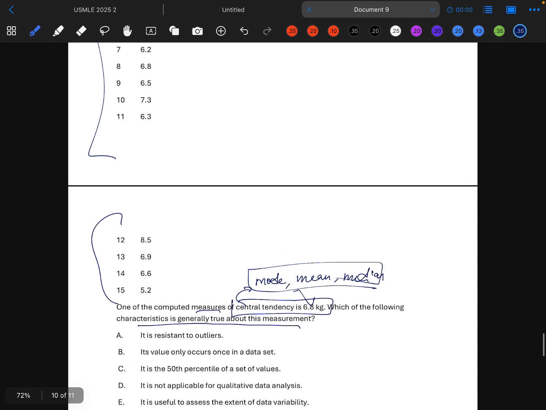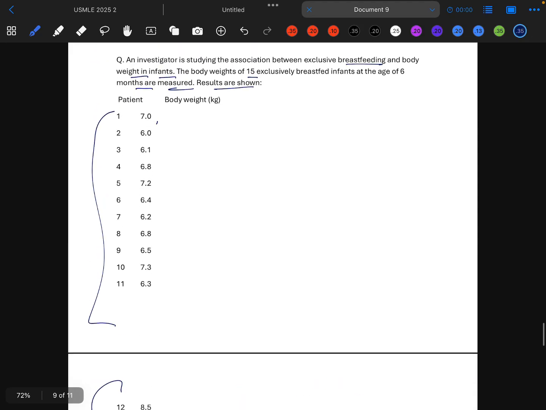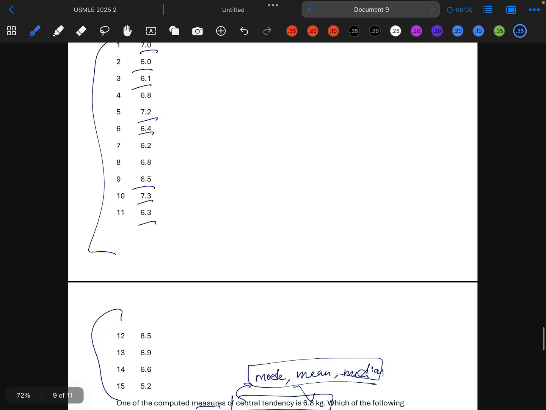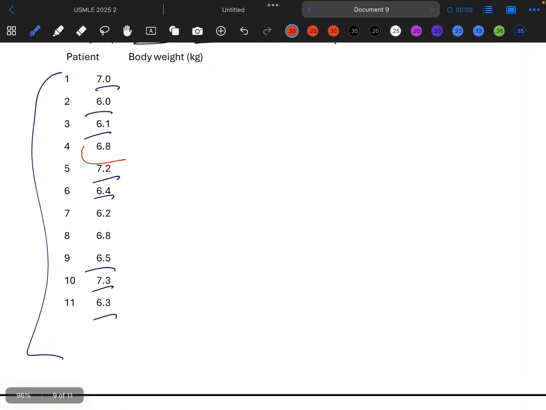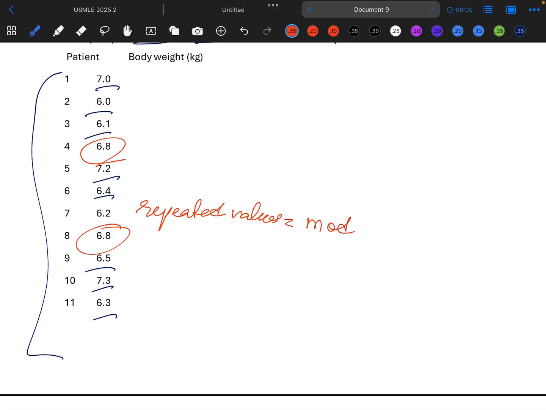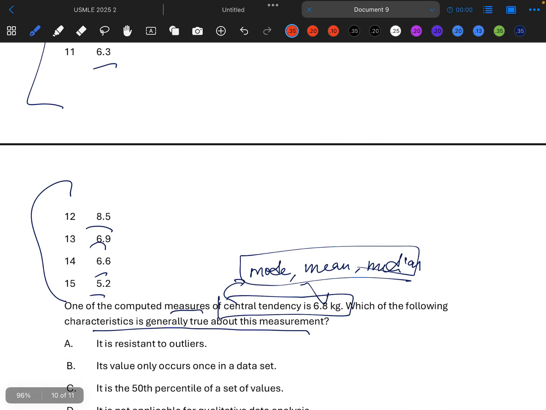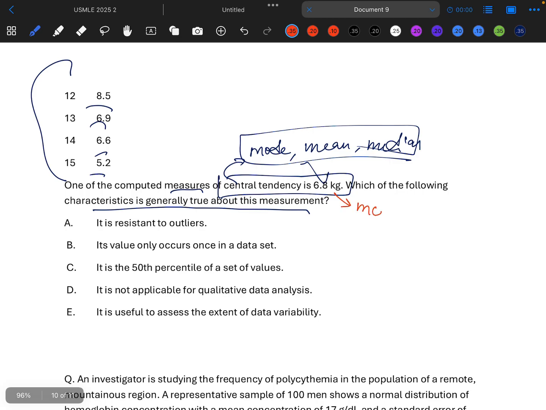Okay guys, you know central tendency means mode, median, mean. In all the calculations given in this table, there is one central tendency that is 6.8. If you focus, every value appears just one time, but 6.8 appears two times. So the repeated value we call the mode. So 6.8 kg is the mode.